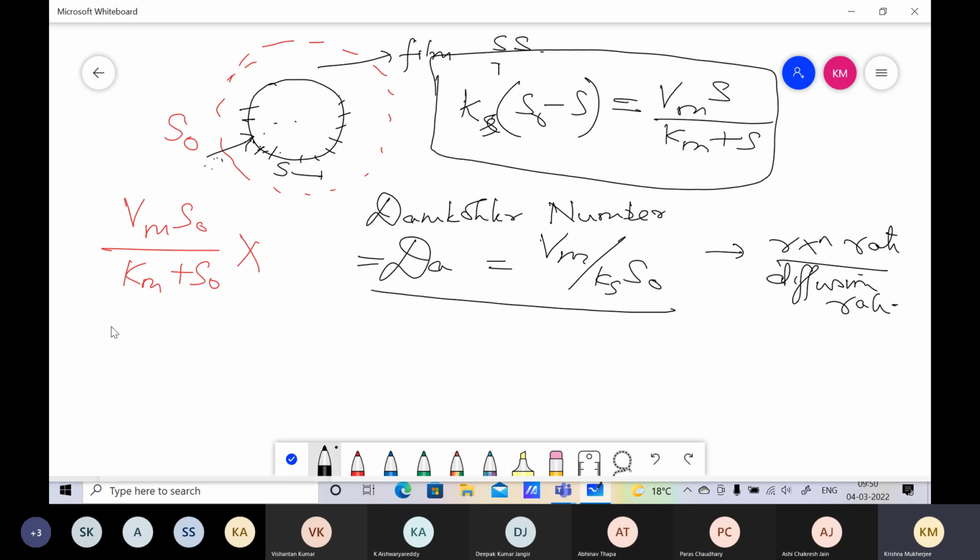So we can now use two very simple dimensionless numbers. Later on we might find it very useful. X again as S by S0, S upon S0. So we can nondimensionalize this as X goes from 0 to 1, because it can never be higher than 1. So when is it 1? When is X 1? And when is X 0?